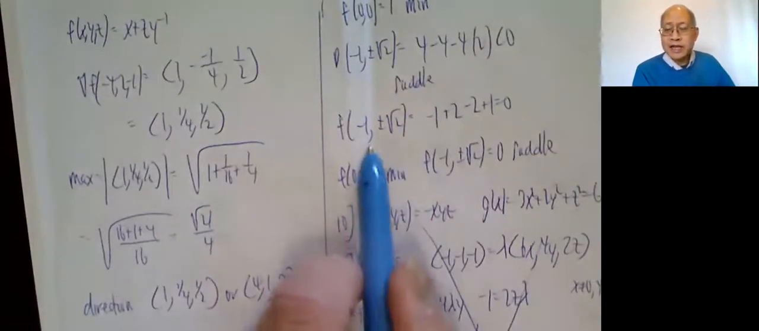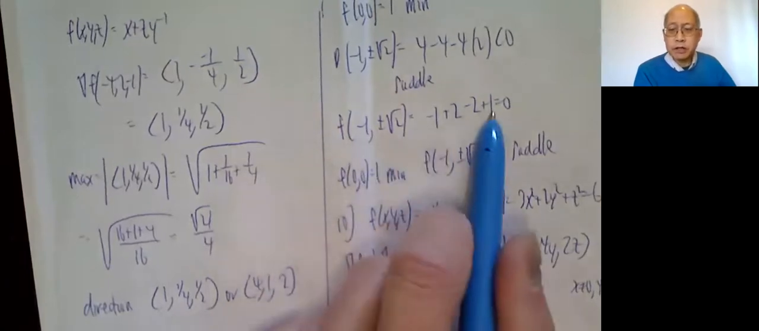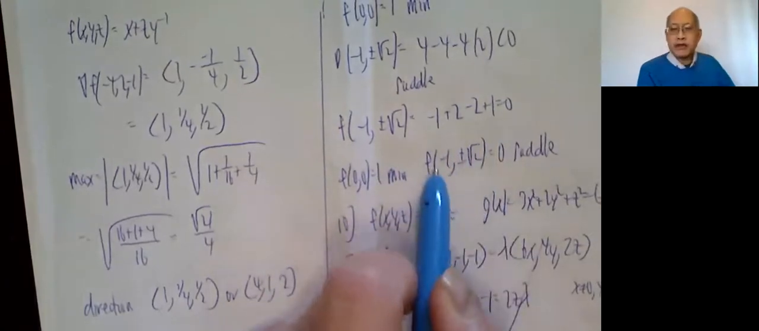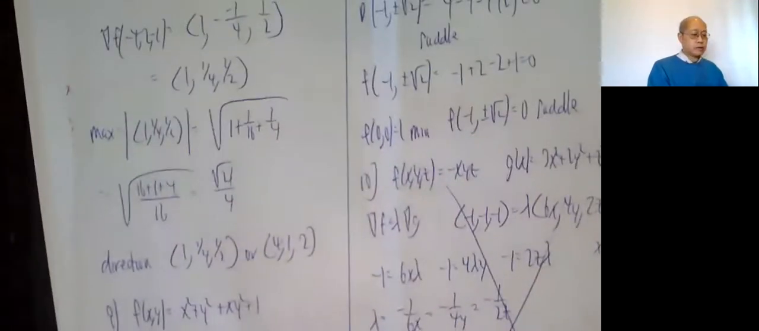And let's see, I didn't take off for that because the book didn't do that. But if you plug in negative 1 plus or minus radical 2, it should come out to be 0. Okay, so f of negative 1 plus or minus radical 2 is 0. Those are saddle points. Okay, and I completely botched that, so don't even look at that.